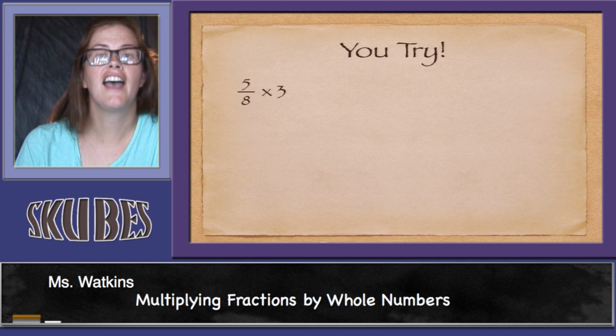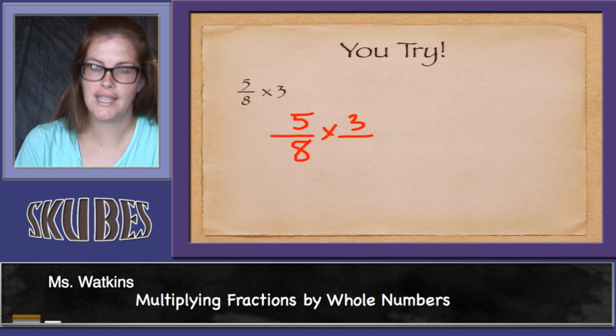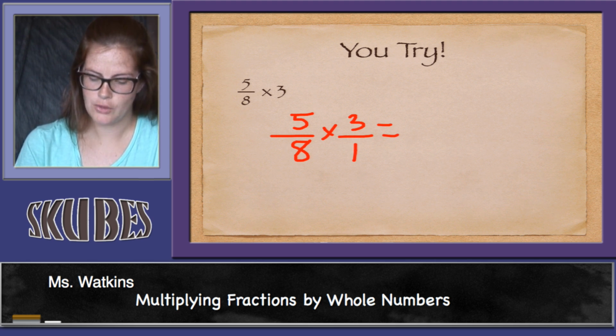All right, we have 5/8 times 3. So we need to rewrite 3 as a fraction by putting it over 1. 5 times 3 equals 15. 8 times 1 equals 8.